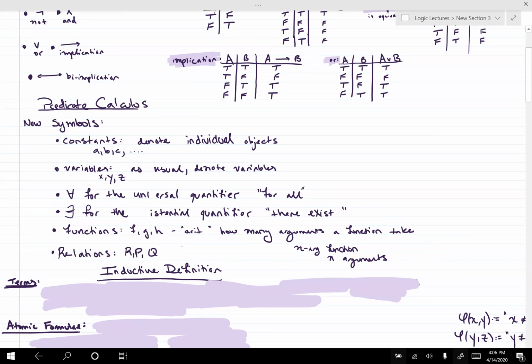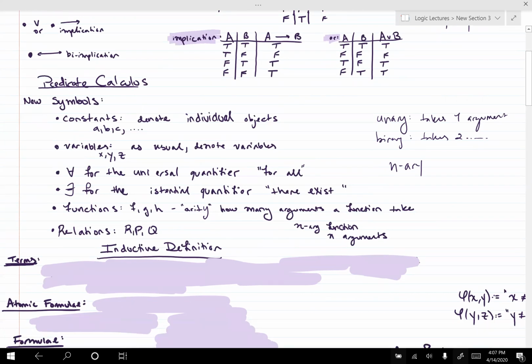Functions and relations. The arity of a function is how many arguments a function takes. So addition is binary, it takes 2 arguments. A unary function takes 1 argument. Binary takes 2. And you can just imagine n-ary functions. That's how we say a function that takes n arguments.